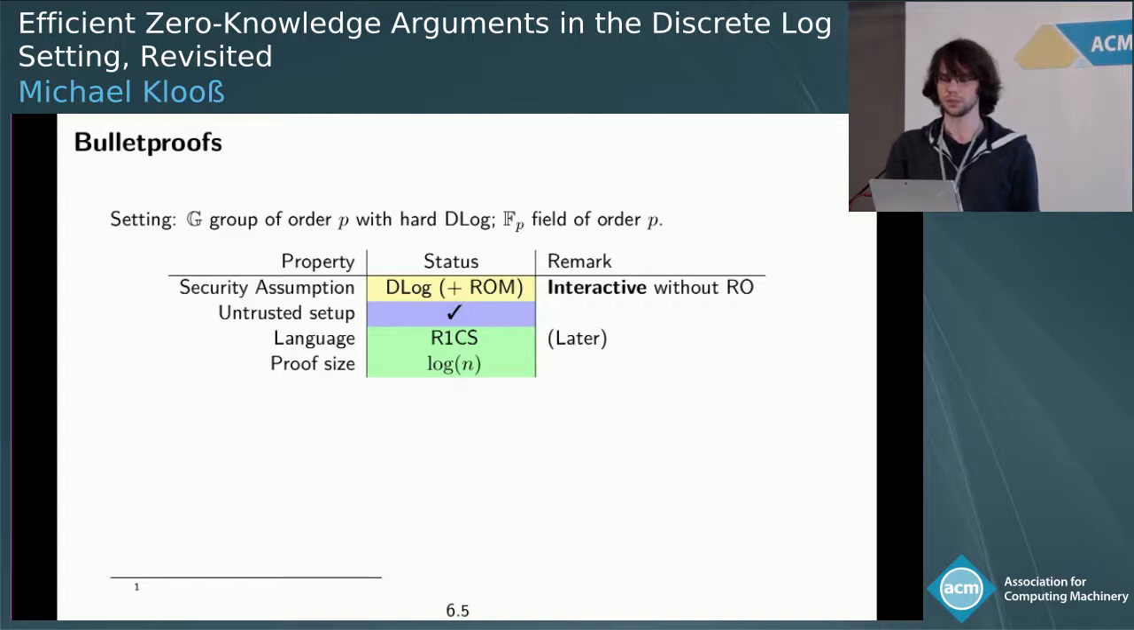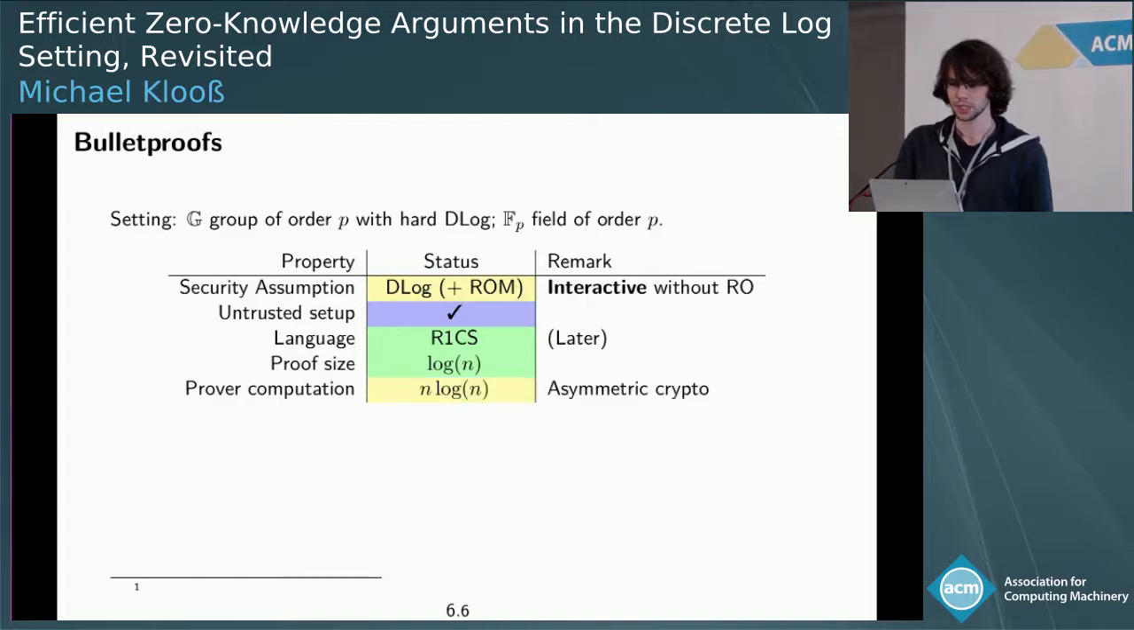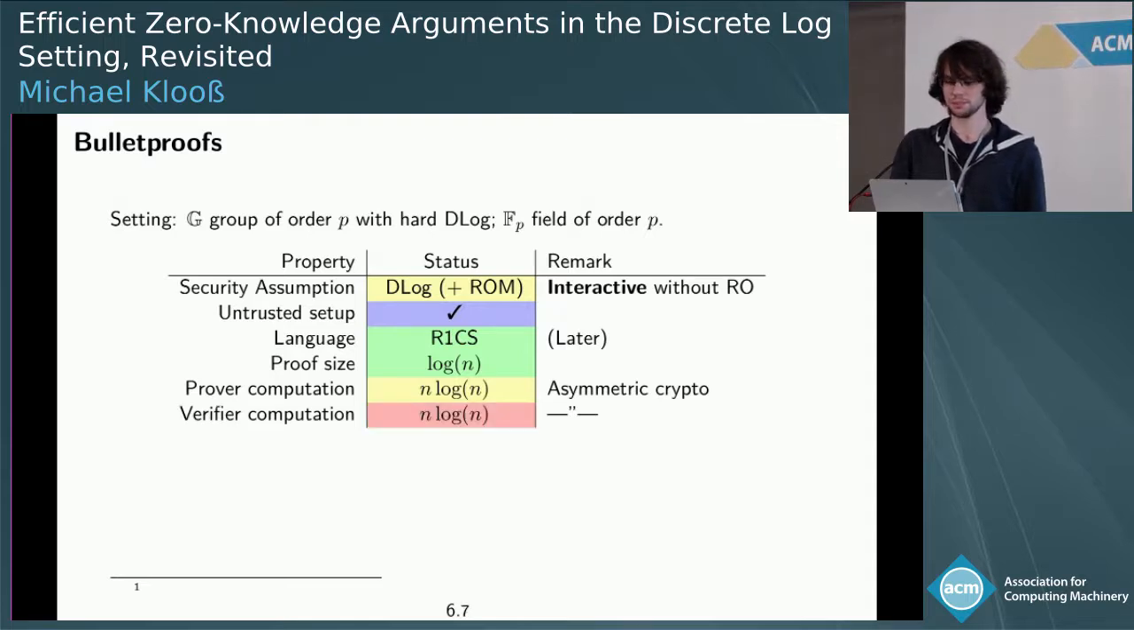The proof size is logarithmic, which is also good. The prover computation is n log n, and it needs asymmetric crypto. That's not so optimal, but it's good enough. The verifier computation is in the same order of magnitude as prover computation, which is not so good.